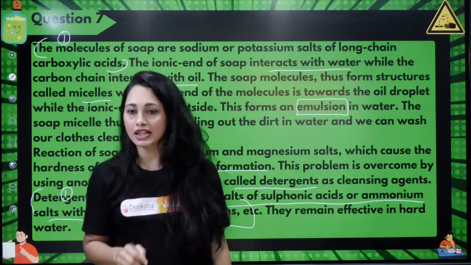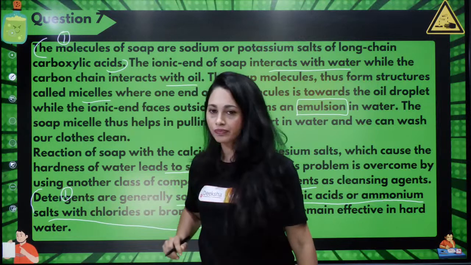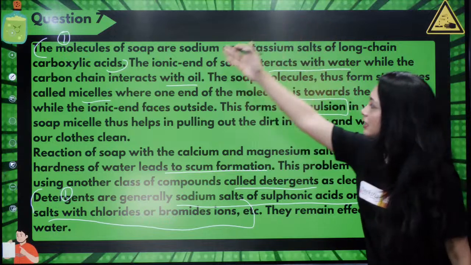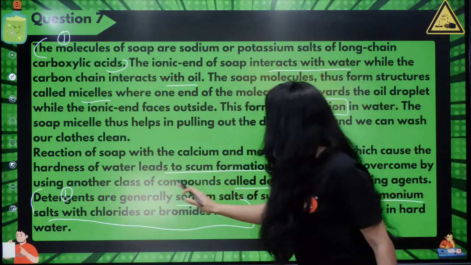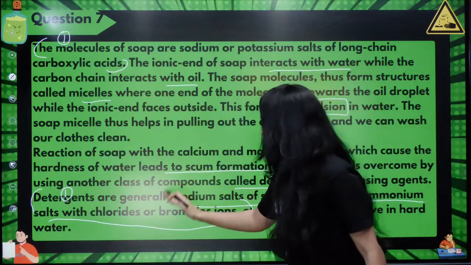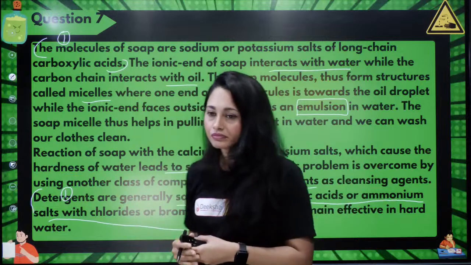For the first question, this is the answer. Define soaps and detergents, they have asked, right? So, this is the definition. Soaps are sodium or potassium salts of long chain carboxylic acid. Detergents are sodium salts of sulfonic acids or ammonium salts with chlorides or bromide ions. Simple, right?